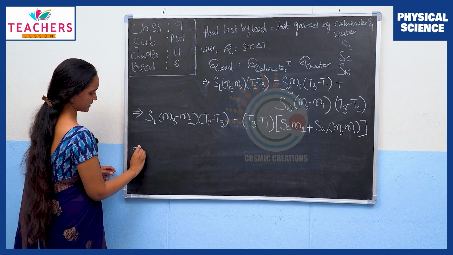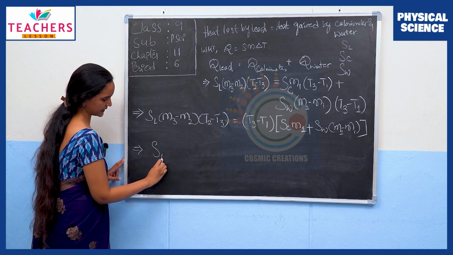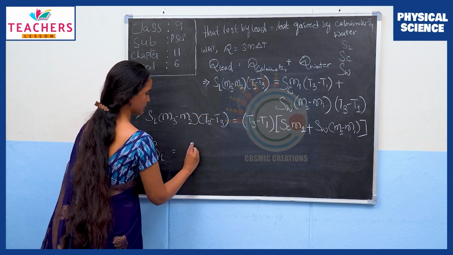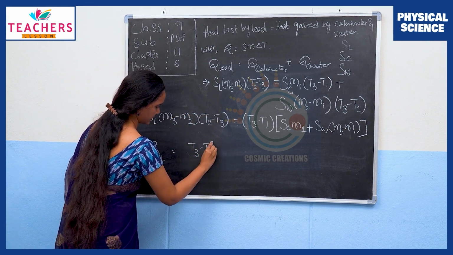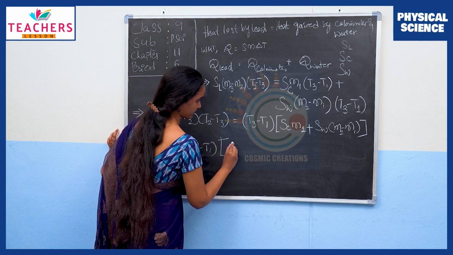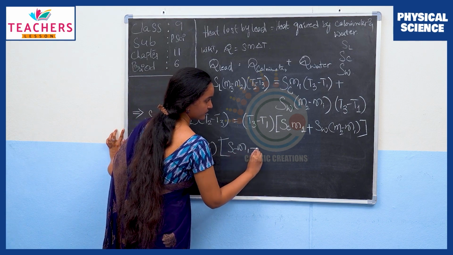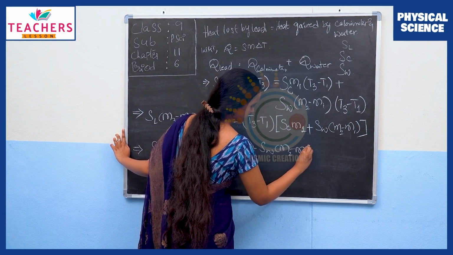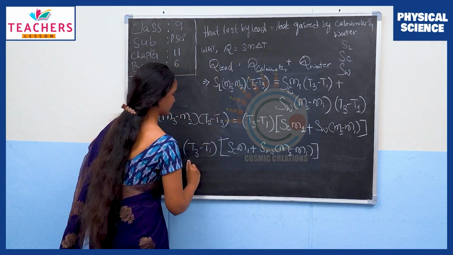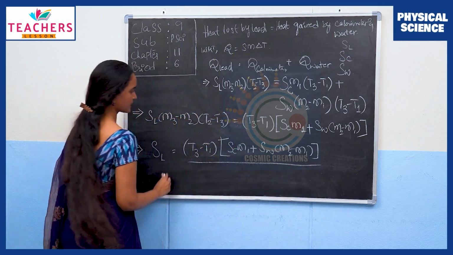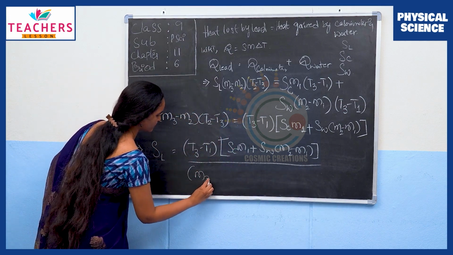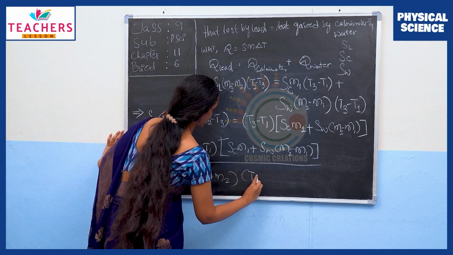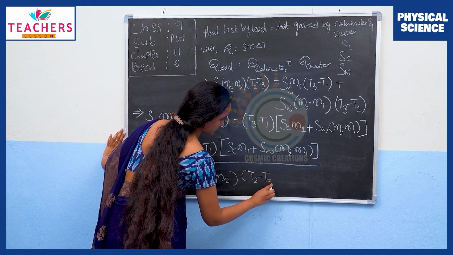Right? We are interested in the specific heat of lead, SL. So, send the remaining terms to the right hand side. So, it would become T3 minus T1 divided by M3 minus M2 into T2 minus T3.